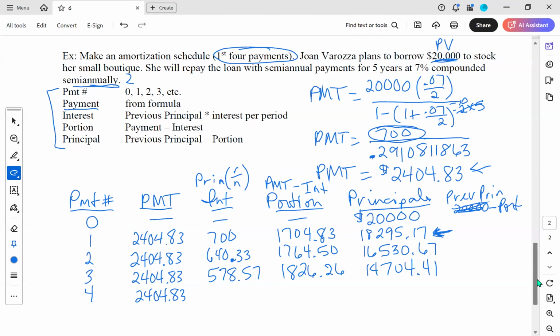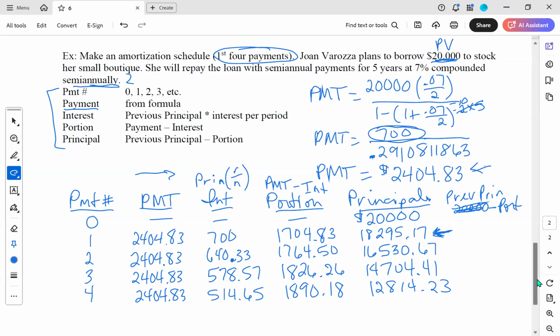But again, we stop at payment 4. So let me finish payment 4. The interest should be $514.65. And then our portion should be $1,890.18. And that should leave us with a balance after the fourth payment of $12,814.23.